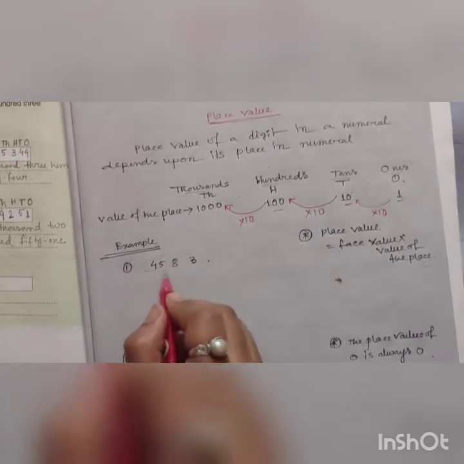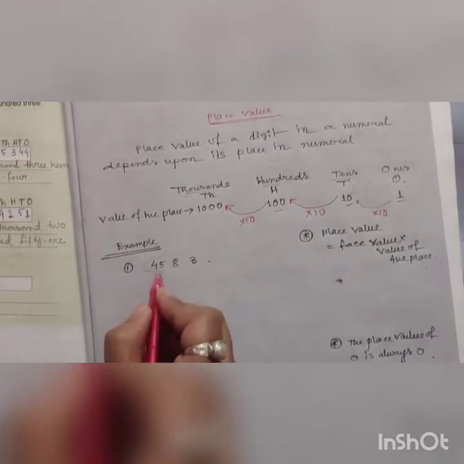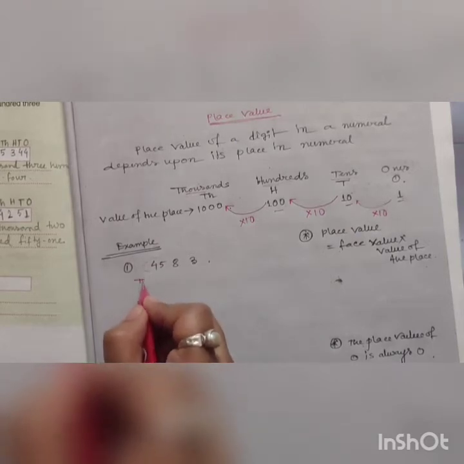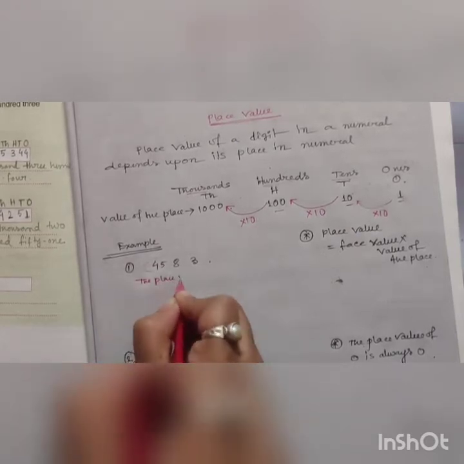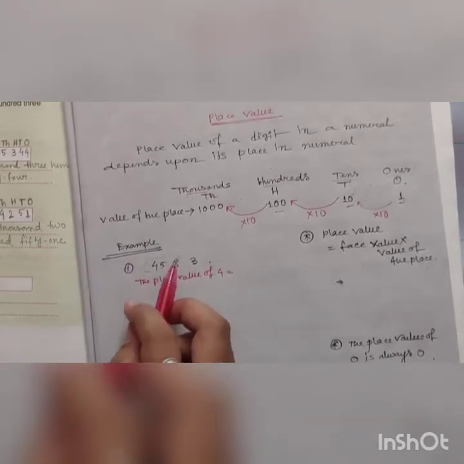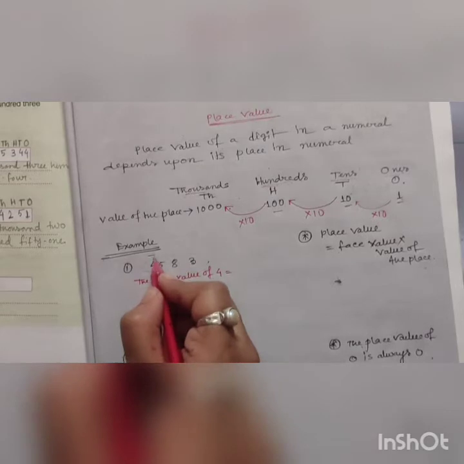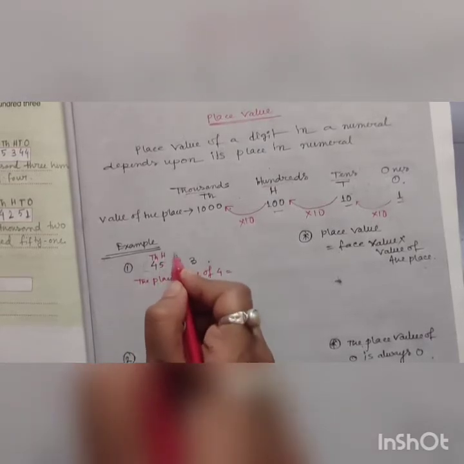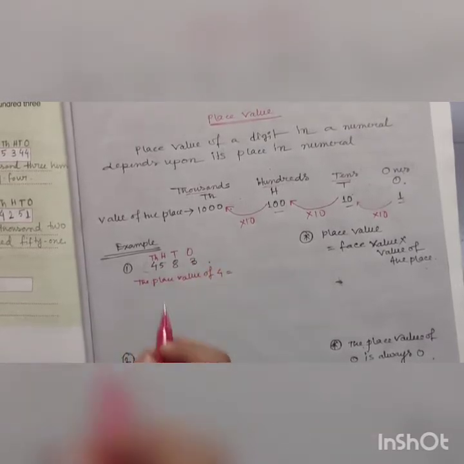Okay, so 4583, this is a number. We need to find out, first of all we need to find out the place value of 4. So 4 is in which place? 4 is in thousands place. Thousands, hundreds, tens, ones. So 4 is in thousands place.